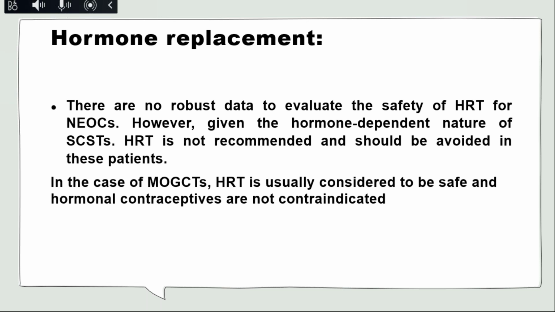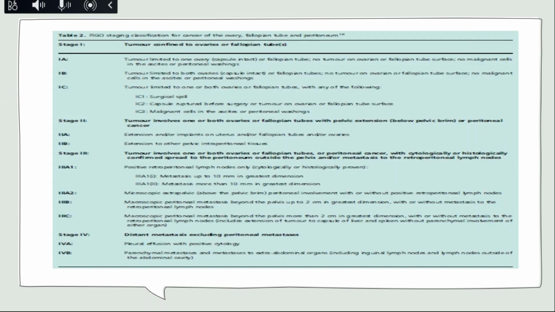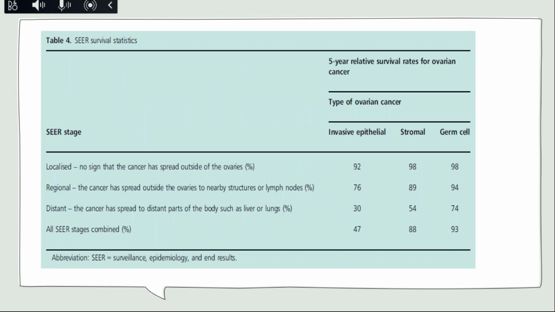But in case of malignant ovarian germ cell tumors, HRT is usually considered to be safe, and hormonal contraceptives are not contraindicated. Okay. So this is the FIGO classification of tumors. We all know about that. And this is the 5-year survival rate of ovarian cancer. Now it depends upon whether it is localized, regional, or distant.